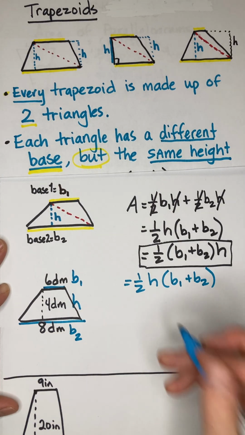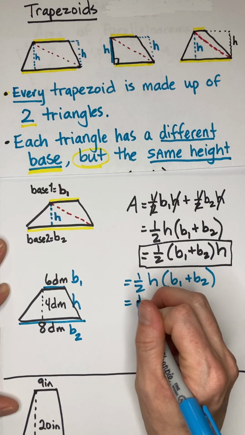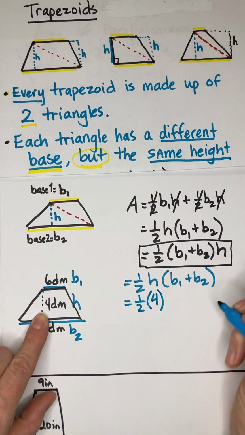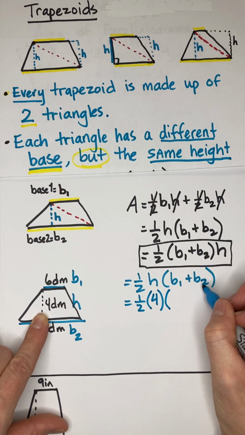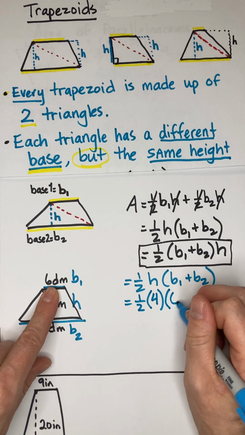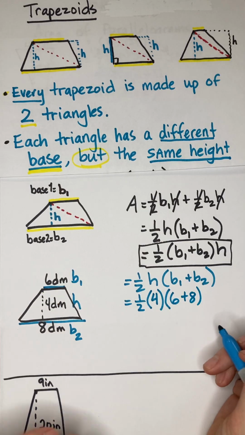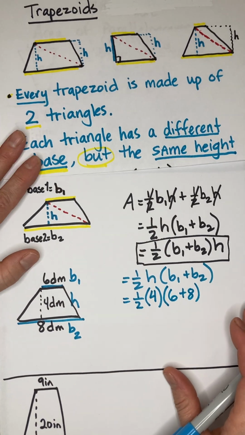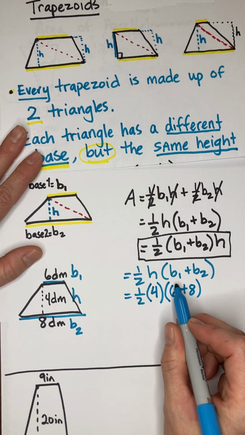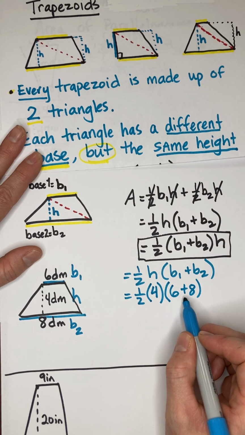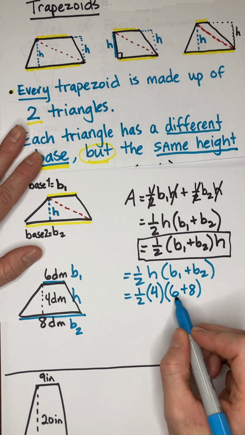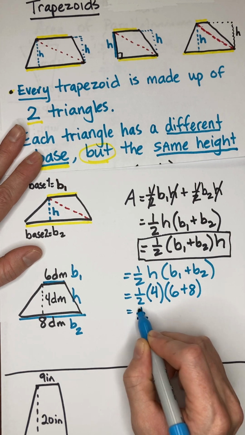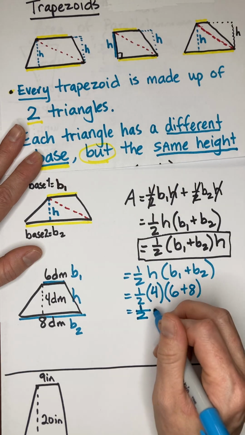Okay, let's substitute. This equals 1/2. When I substitute, I'm going to use my parentheses, 4. And now I have B1 plus B2. So B1 is 6 plus 8. In order of operations, PEMDAS, whatever acronym you learned, we always solve inside of parentheses before we start to multiply. So we need to do 6 plus 8 first. 6 plus 8 is 14. So let's go ahead and rewrite.